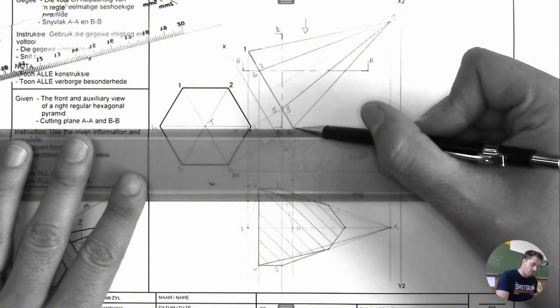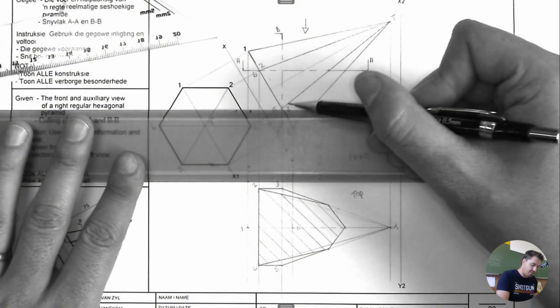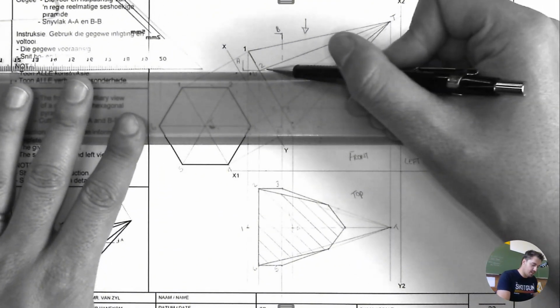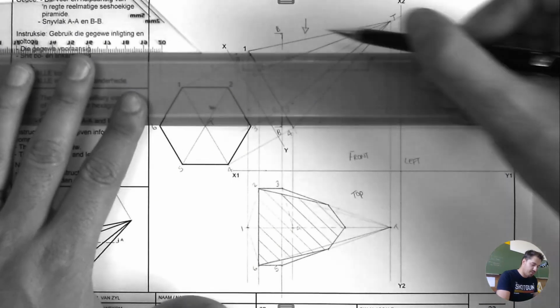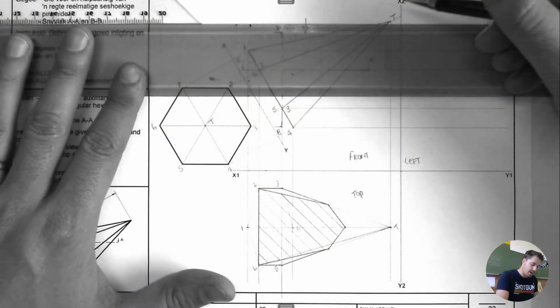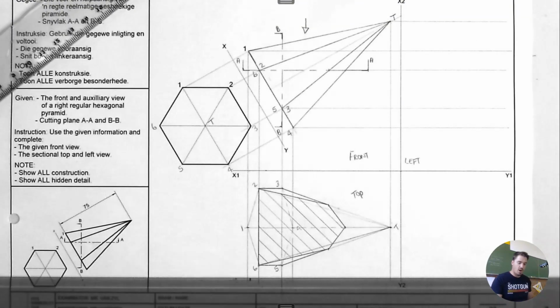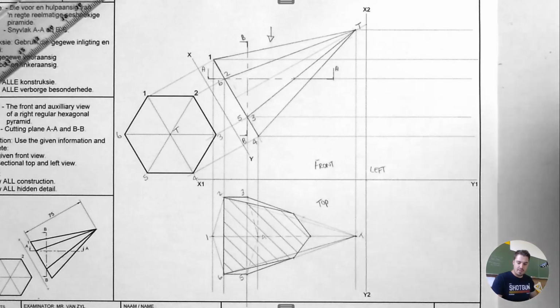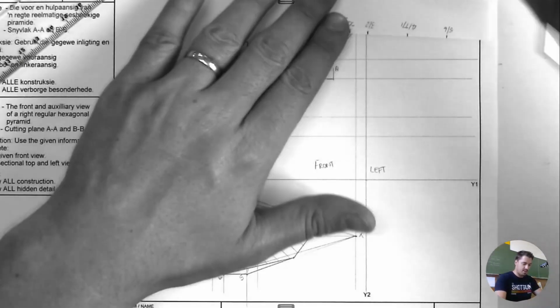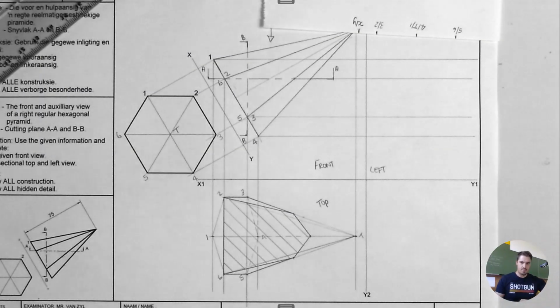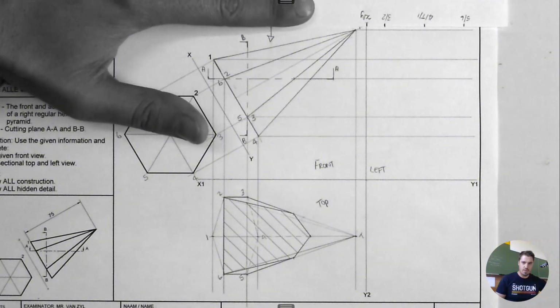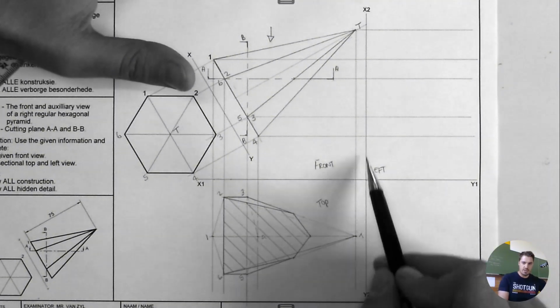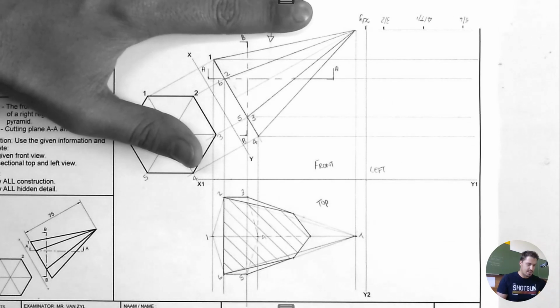So I'm taking all these points, 4, 5 and 3, 6 and 2, 1, and the top. Projecting it over onto the left, right? It's because it's first angle orthographic. Then I'm grabbing the XY, so it lines up with the XY here. See the vertical XY axis? So it lines up there.